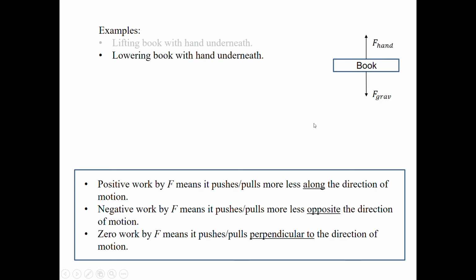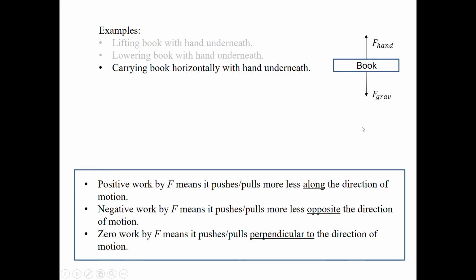If I think about the same situation, but I lower the book down with my palm underneath, again, the force directions are the same as they were before, but now the displacement is down, so the gravitational force does positive work, and the hand force is opposite the direction of the displacement, so it does negative work.